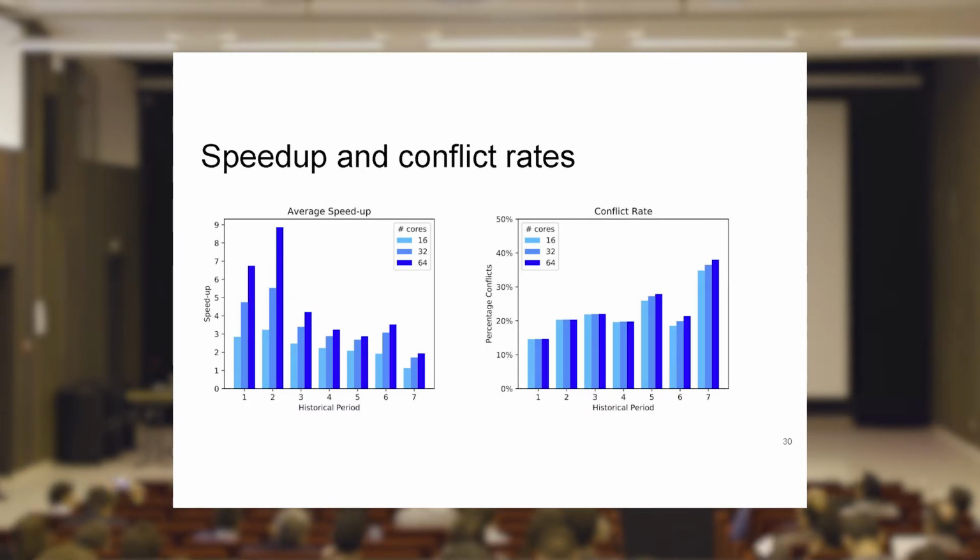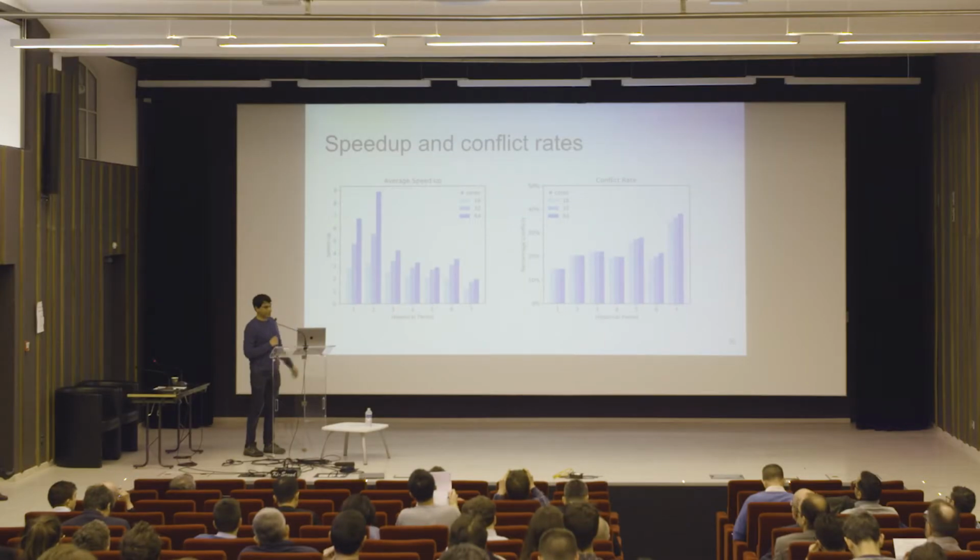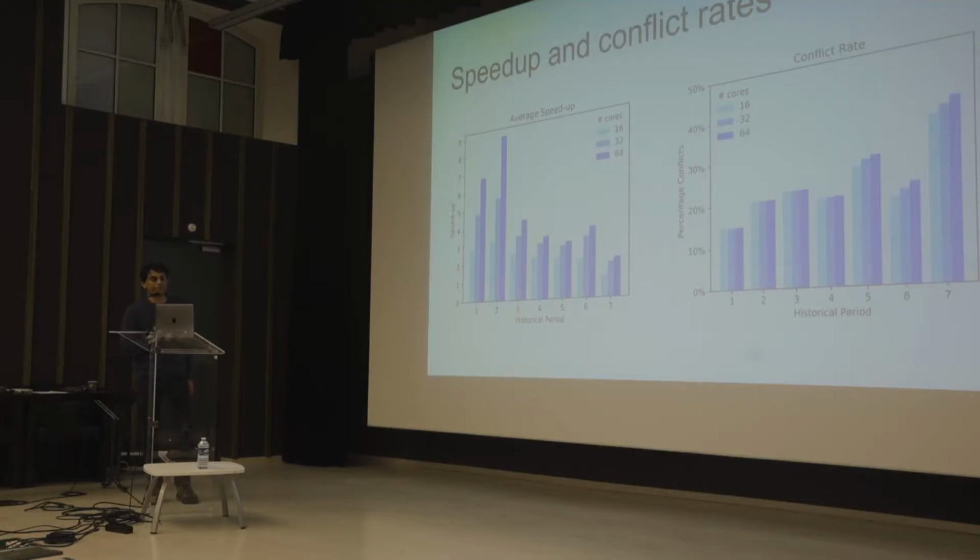So we have two figures here. One is the average speedup over these historical periods 1 through 7, and we run the experiments for 16, 32, and 64 simulated cores. And on the right-hand side, we have the same numbers for the conflict rate, the average conflict rate over these periods.